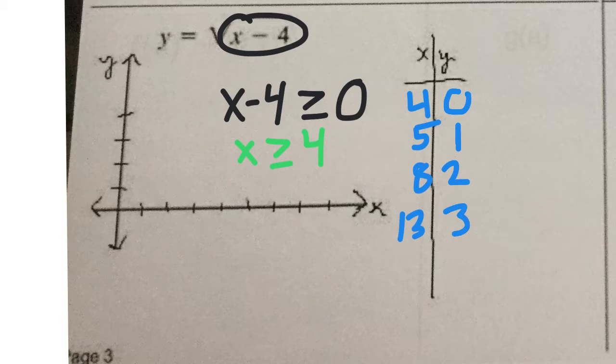Okay, so I'm going to plot these points. I've got the first point at 4, 0. The next one is at 5, 1, 8, 2, 13, 3. So you can kind of get an idea of what this graph is doing. Maybe some of you already knew this. Maybe you didn't. You will next chapter. So that's what a square root graph looks like.